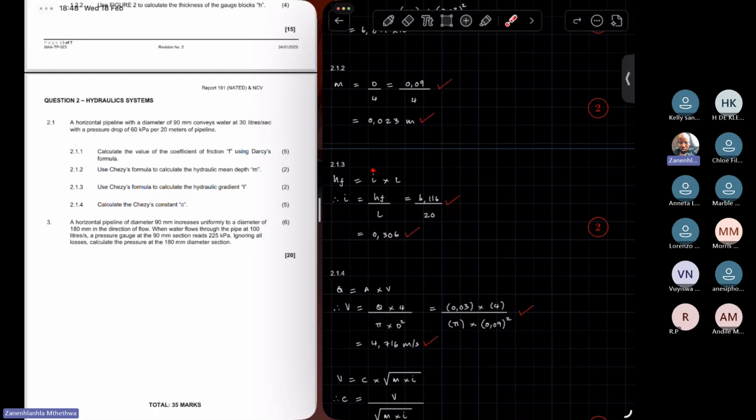What is it I'm looking for? Well, making this the subject of the formula, it will equal HF over L. HF we have, L we have, and then we get 0.306, which again is dimensionless, as the hydraulic gradient is also dimensionless.